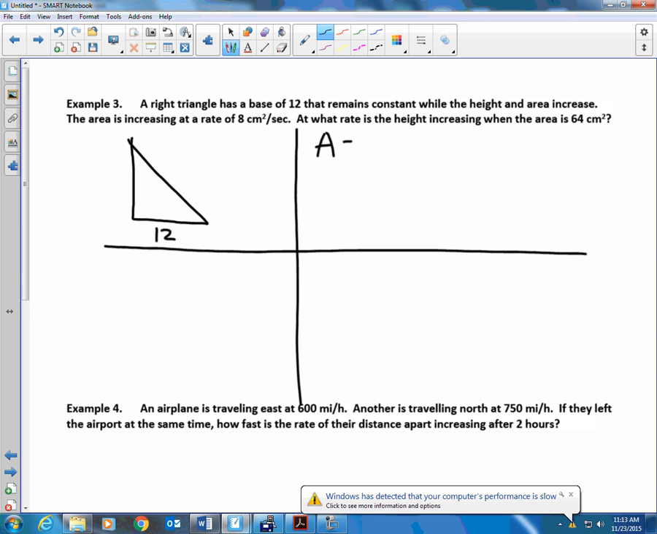We have the area of a triangle is equal to what? 1/2 base times height. And because the base is 12, I can say area is equal to 6h. So when you know that it remains constant, you can plug it in right away. Go get your brain some food, come back, and we'll continue.